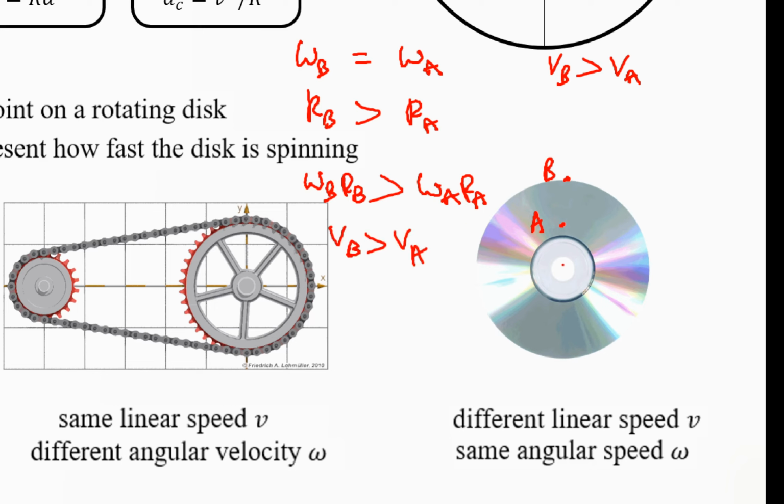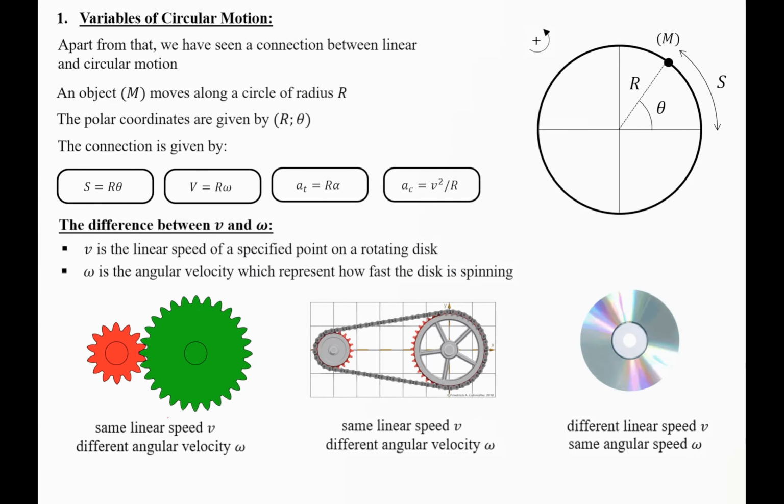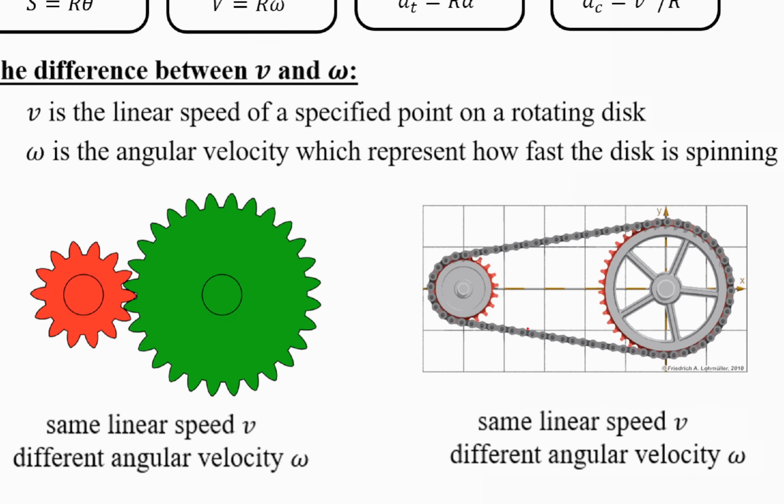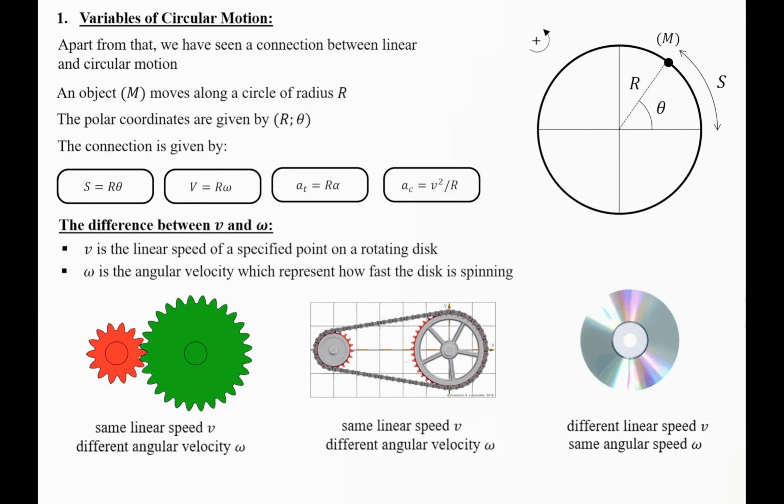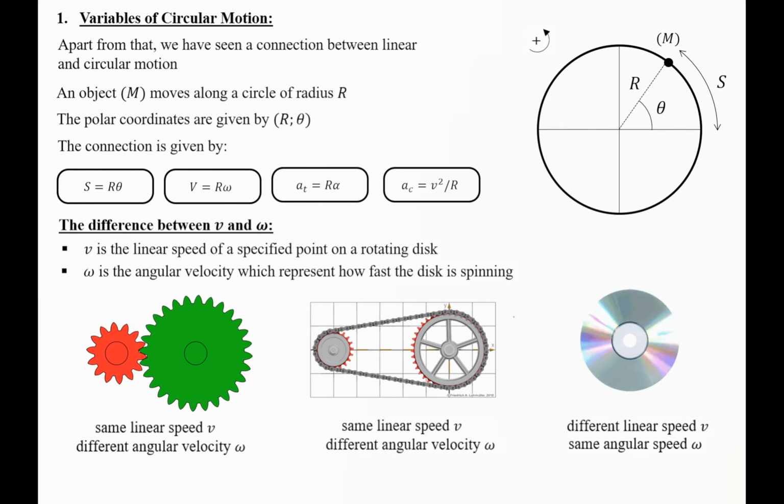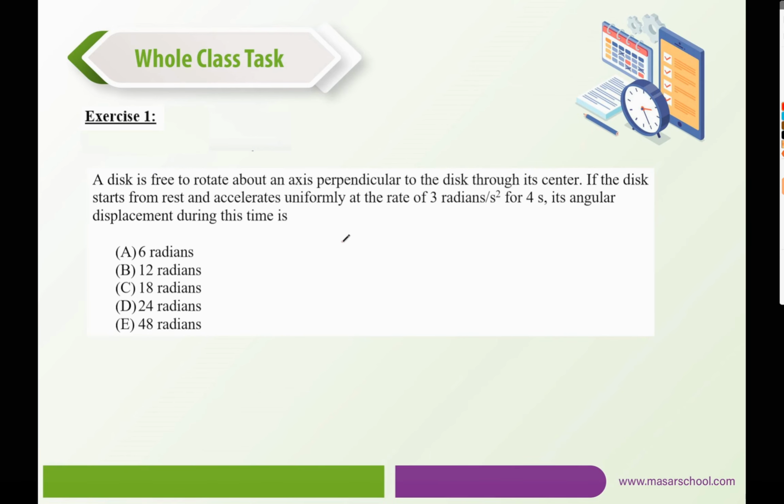So as we go away from the center of the disk, the linear speed would be greater for the same disk, but the omega is the same. If we're talking about a two disk system, points connected along the rim on each disk have the same linear speed, but different omega, as can be seen from these animations. And now for the rest of the video, we're gonna solve some exercises.